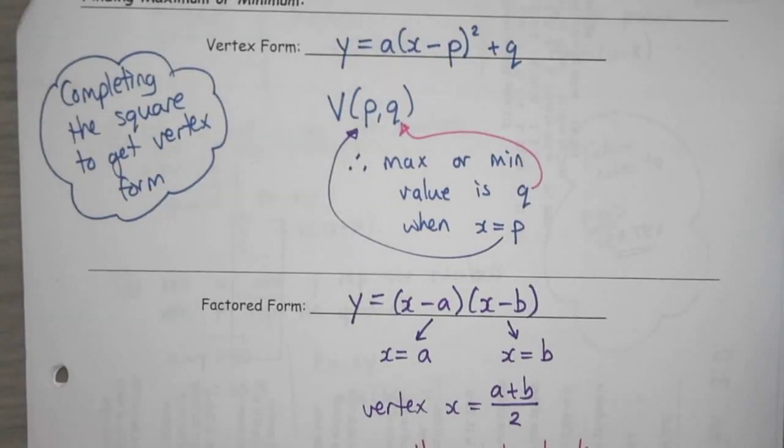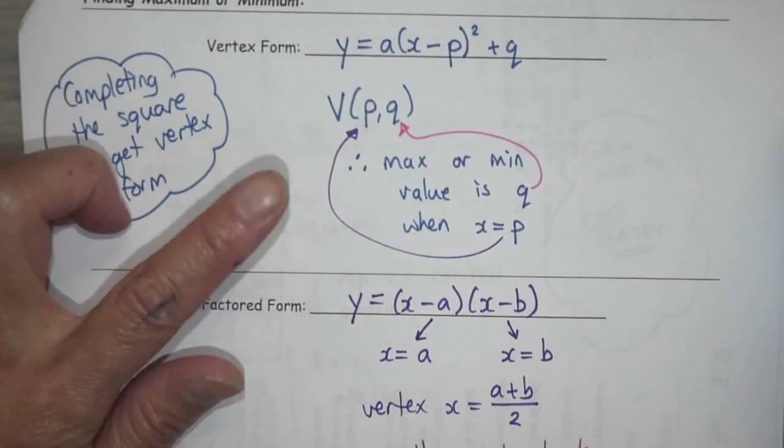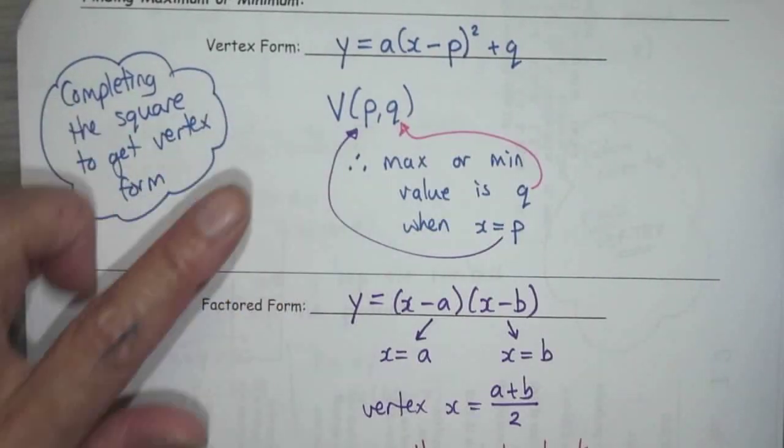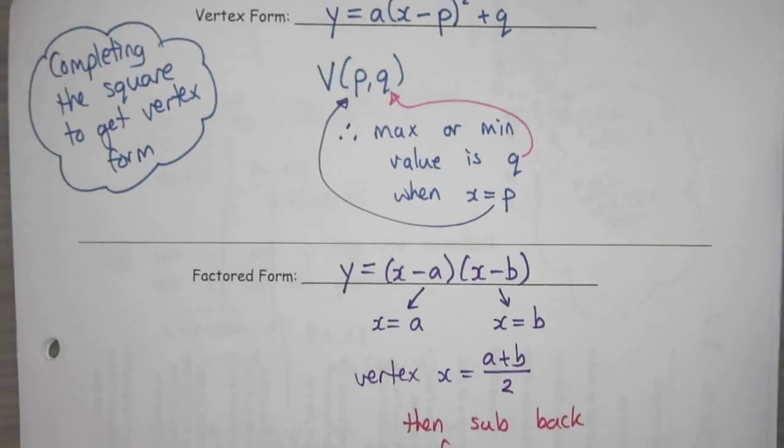Okay. So vertex form is this form. You usually complete the square to get that. Okay, we can get that from there and get all the information. Factored form, you take each root, add them, divide by 2, you get your vertex x, and you get your y value. Okay.